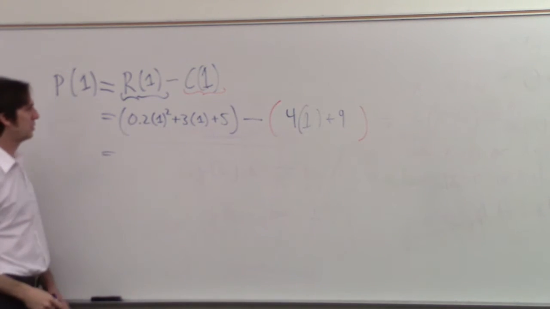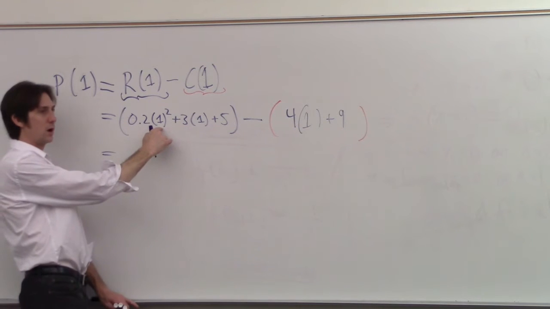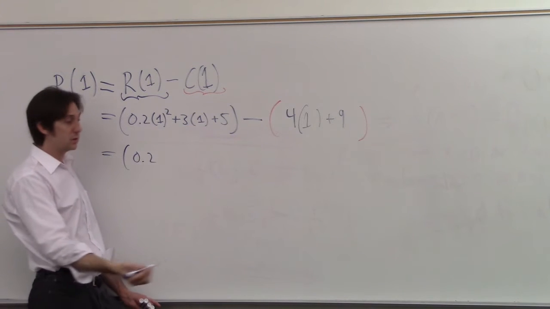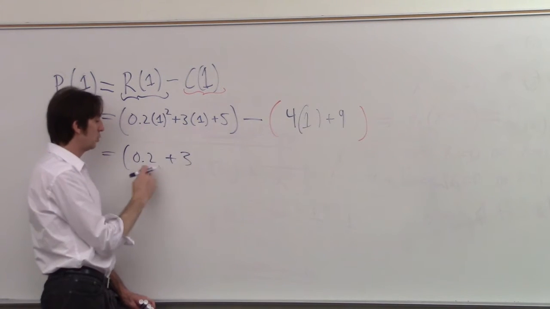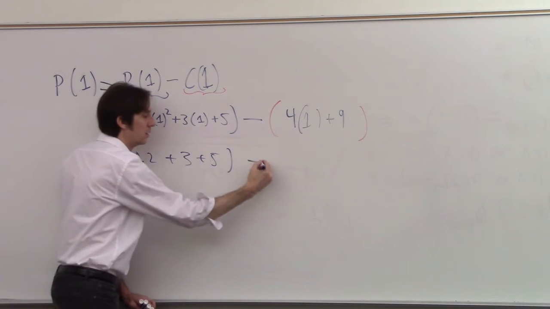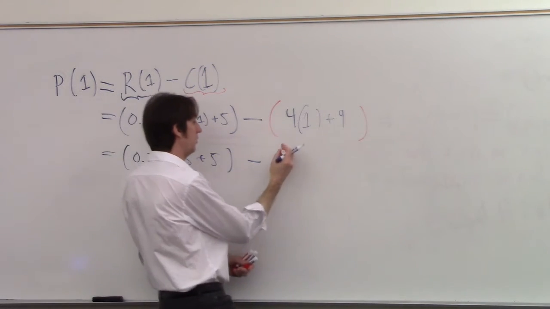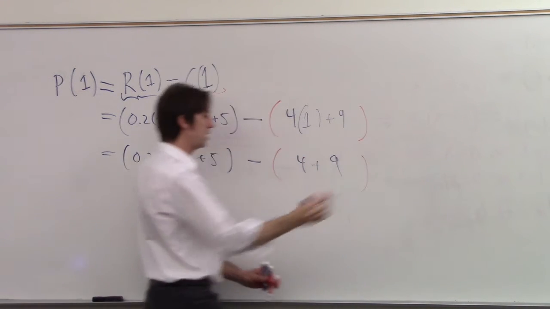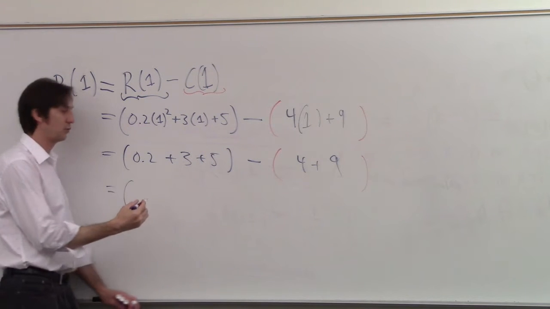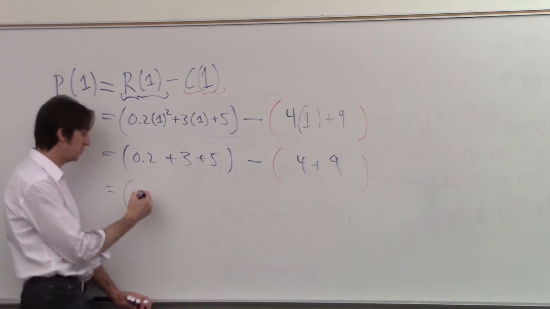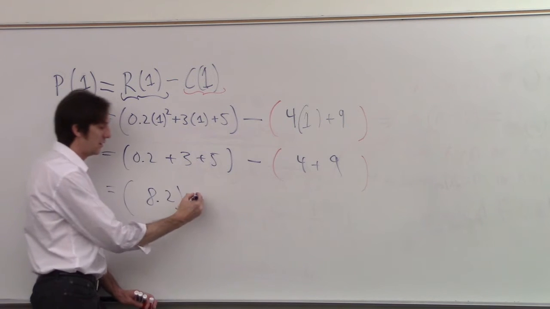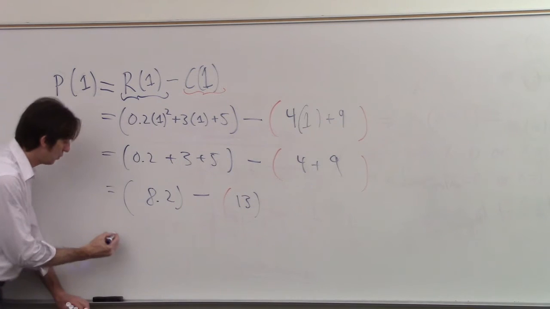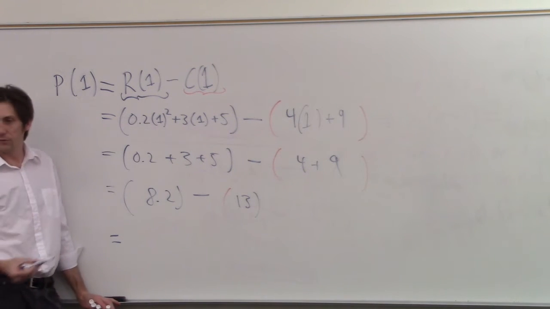Okay, I chose 1 this time. It makes the arithmetic kind of easy. 1 squared is 1, and so then 0.2 times 1 is just 0.2. 3 times 1 is 3, so we have 0.2 plus 3 plus 5. Okay, and then I'm going to subtract in the second parentheses. 4 times 1 is 4 plus 9. Right, that's going to be 13. We can see where we're going here. In the first parentheses, 3 and 5 is 8 plus 0.2. That gives me 8.2. And then I have to subtract 13 in the second parentheses. And so when we do this subtraction, we get minus 4.8.